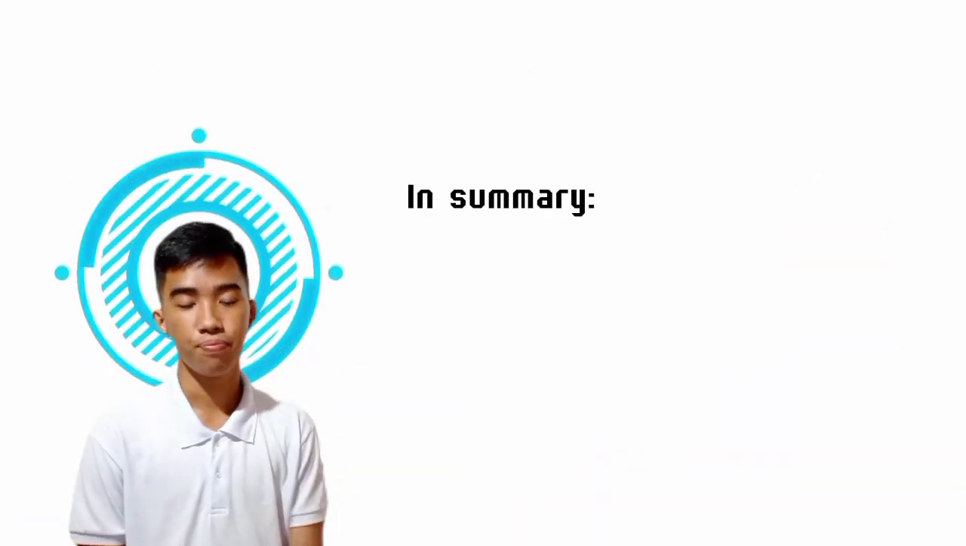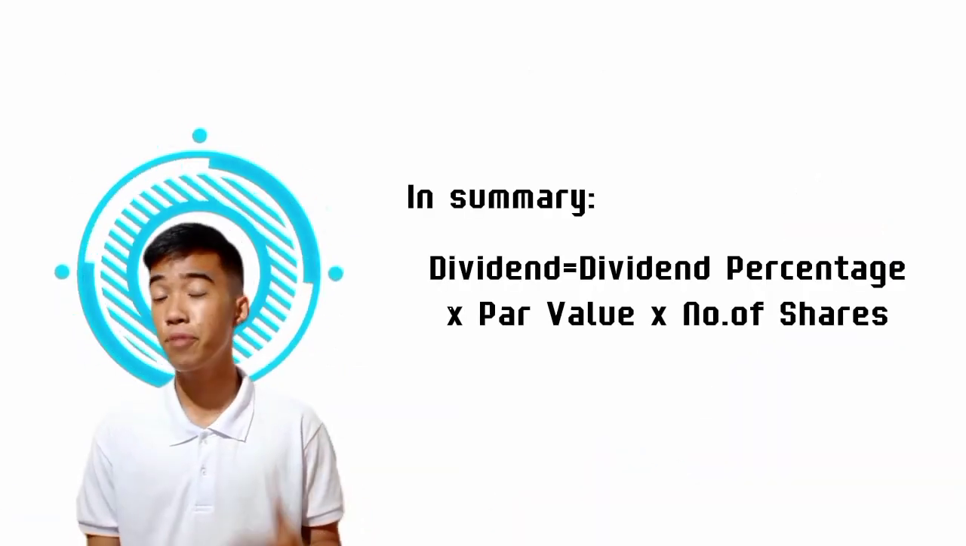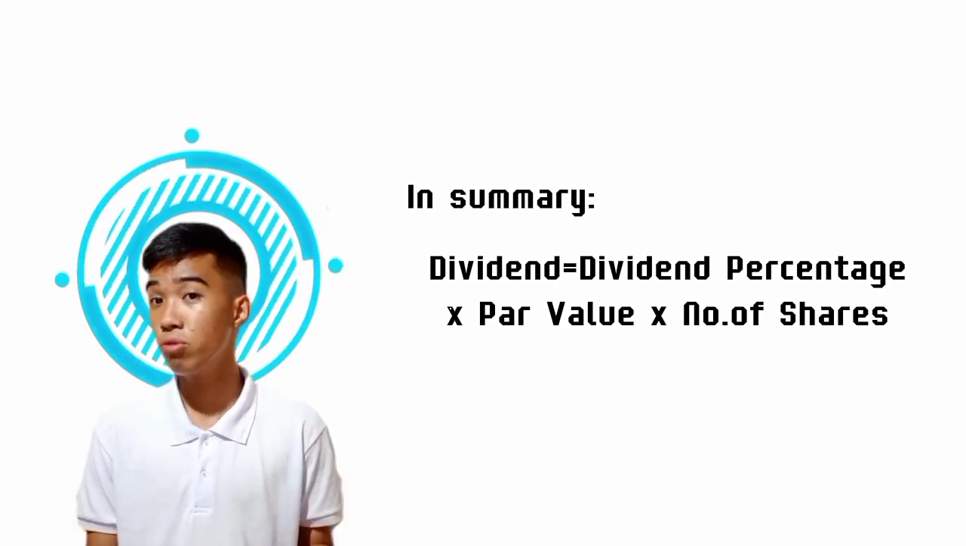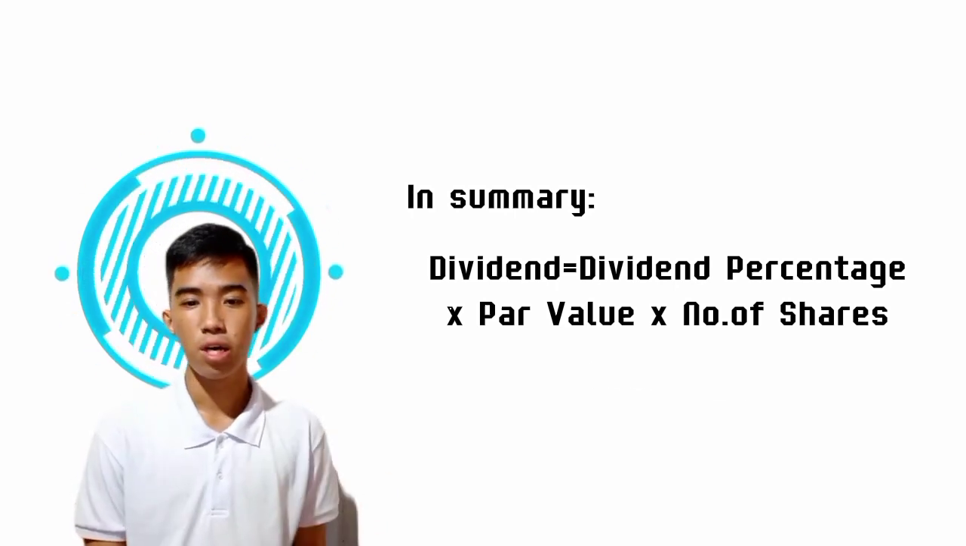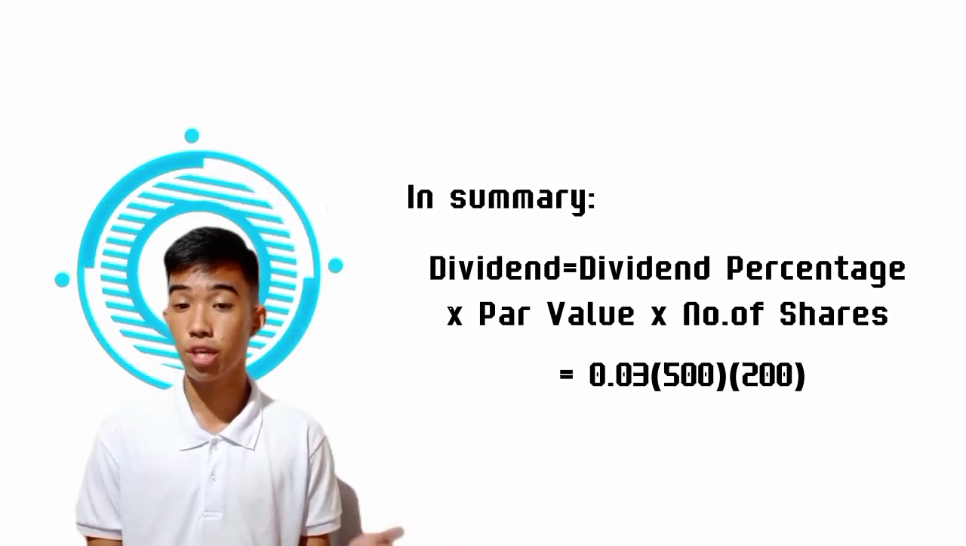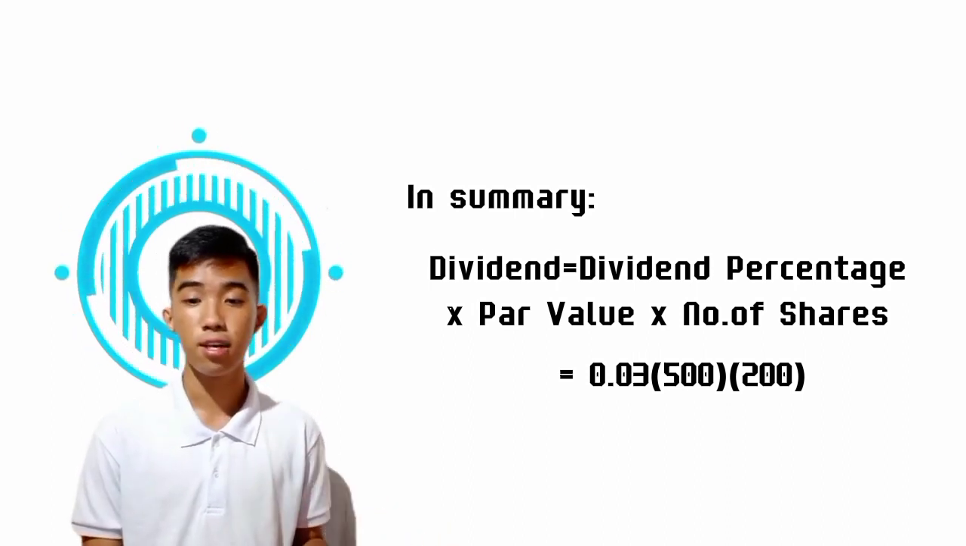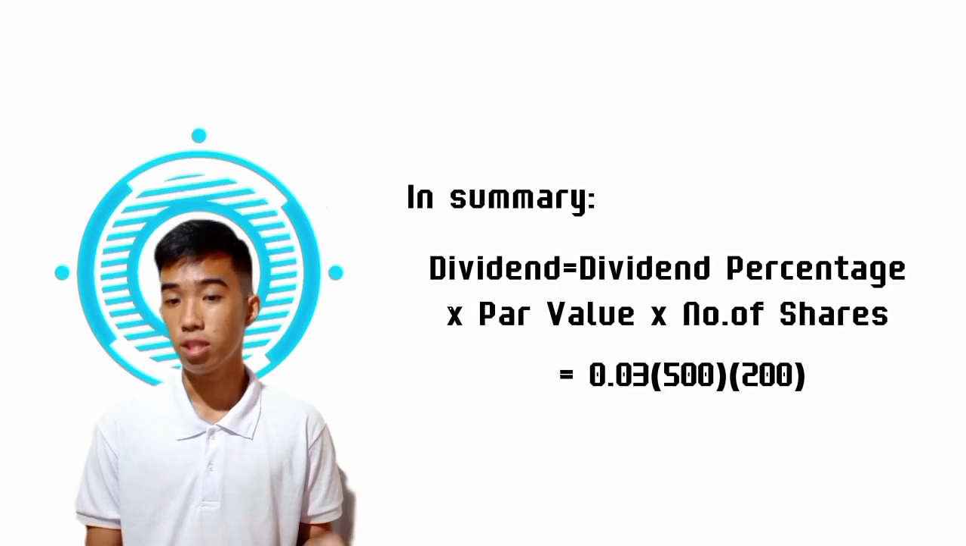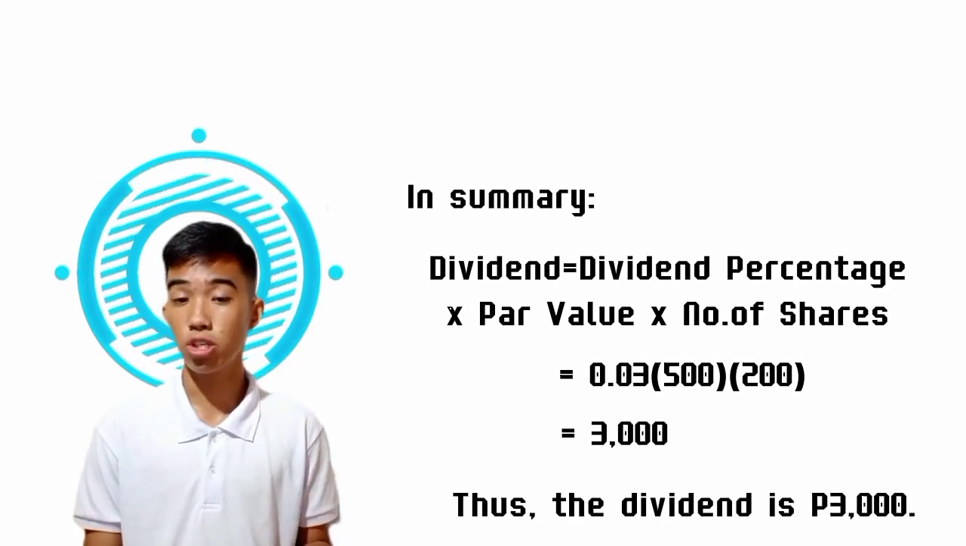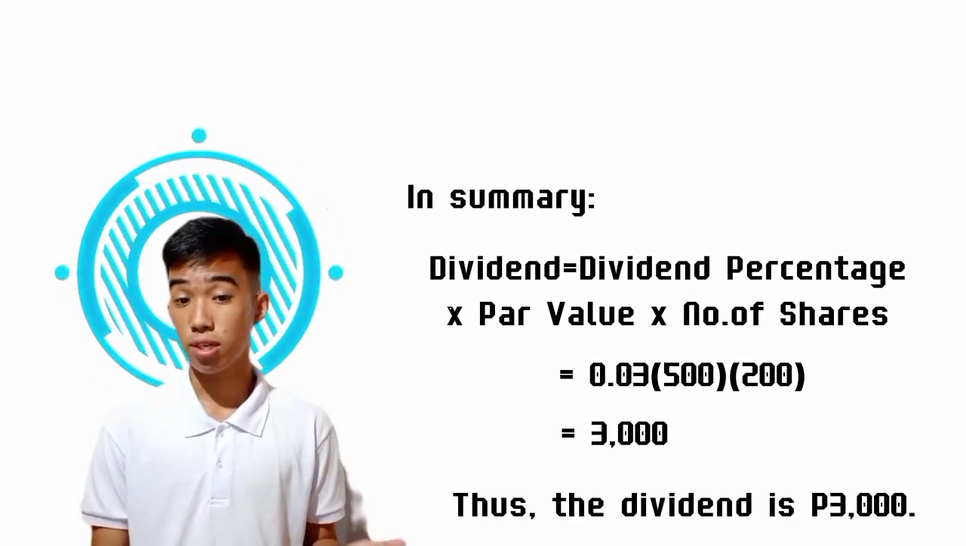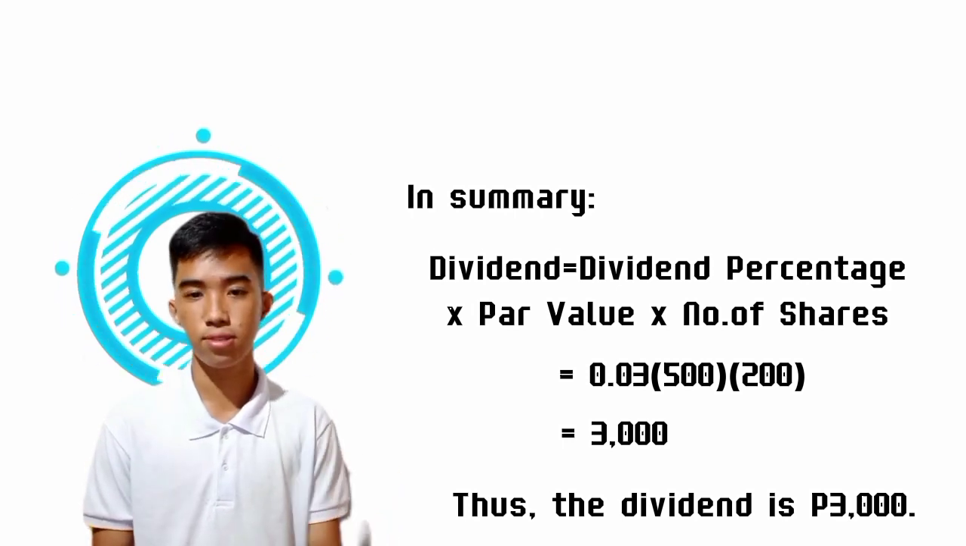In summary, dividend equals dividend percentage times par value times number of shares, equals 0.03, that is 3%, times 500 pesos times 200 shares equals 3,000. Thus, the dividend is 3,000 pesos.